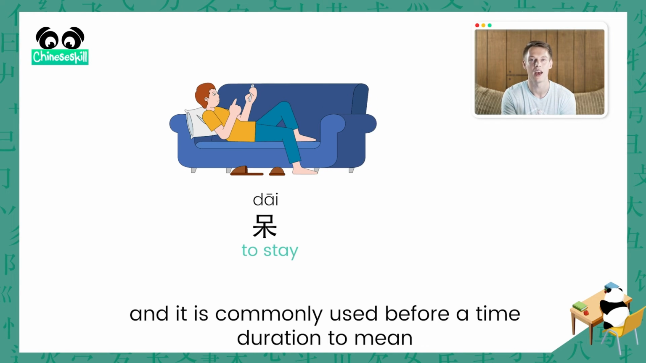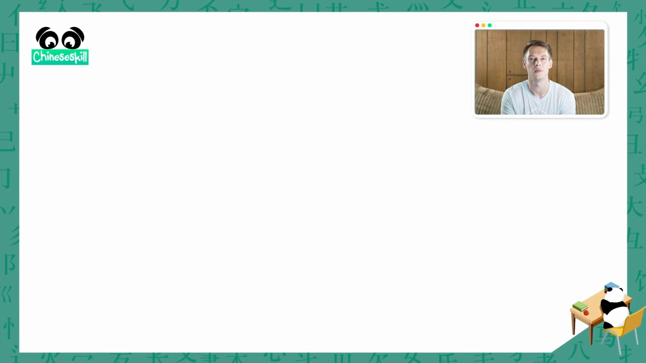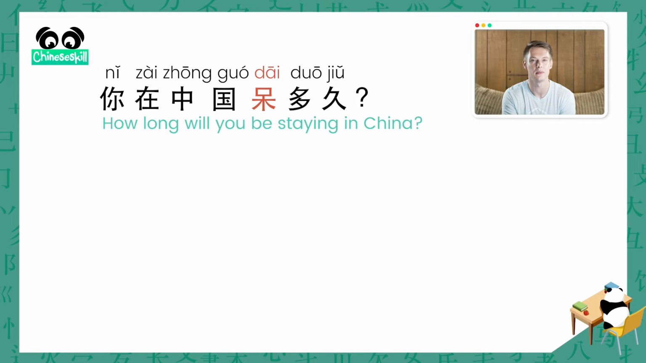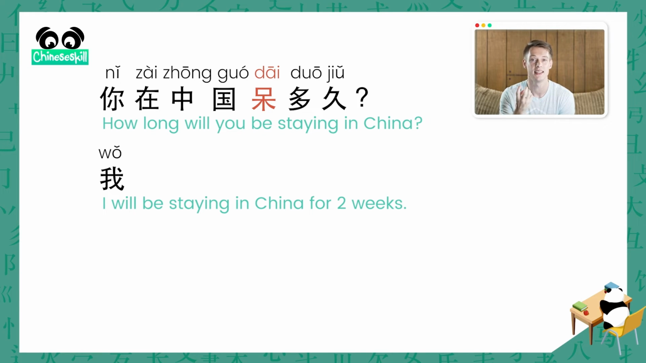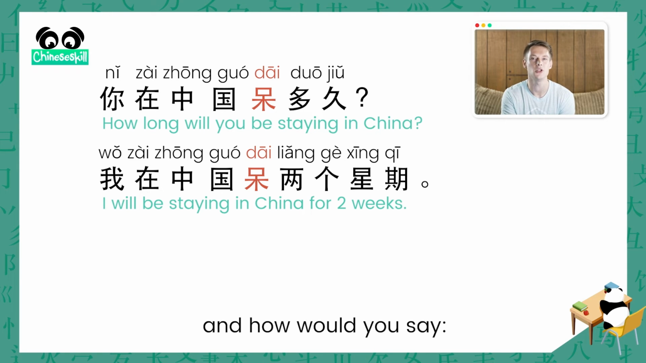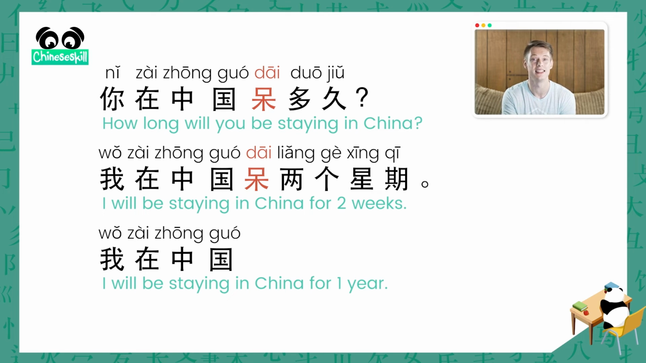待 means to stay, and is commonly used before a time duration to mean stay for a certain period of time. So if I asked you, 你在中国待多久? How long will you be staying in China? How would you say, I will be staying in China for 2 weeks? 我在中国待2个星期. I will be staying in China for 2 weeks. And how would you say, I will be staying in China for 1 year? 我在中国待1年. I will be staying in China for 1 year.